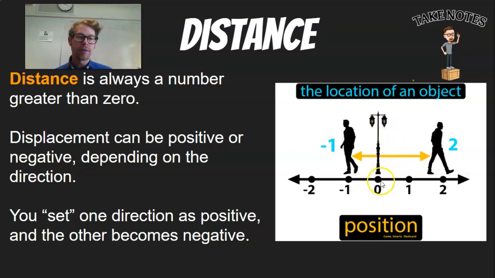And so here's an example. This person, if their starting point was where this lamp is, this would be a displacement of positive 2 to the right, but this would be a displacement of negative 1 to the left, because we said that going to the right is positive, so going to the left becomes negative. It actually can be negative, and that's going to be important. We're going to actually use that in graphing.